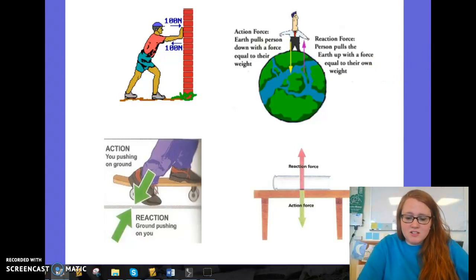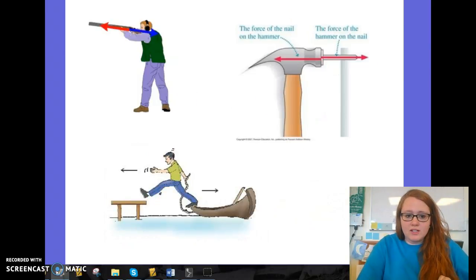Action, reaction, talking about gravity. Just understand that those forces are equal and opposite. Same idea with shooting a gun. The bullet is going to experience the force a lot more than the gun, even though they are giving off the same amount of force. But the bullet experiences a much larger acceleration.